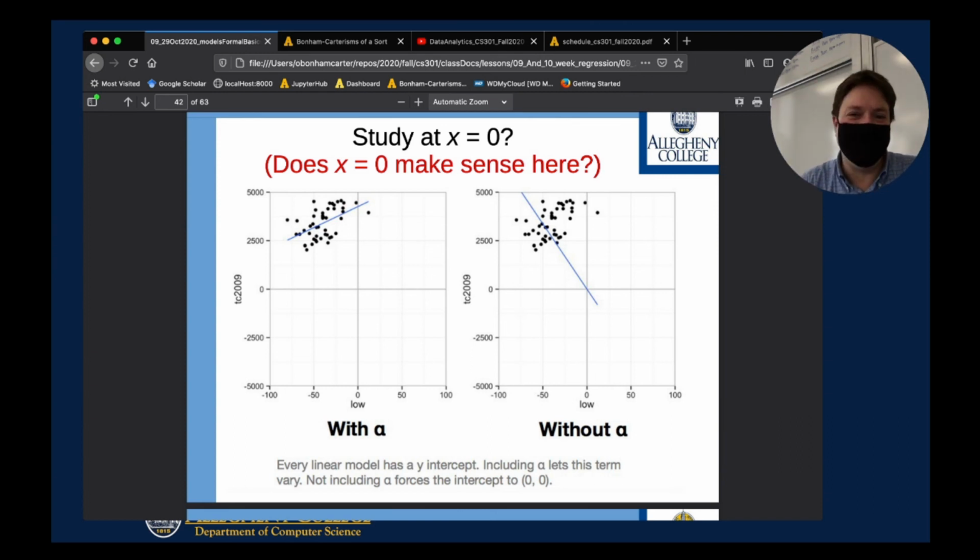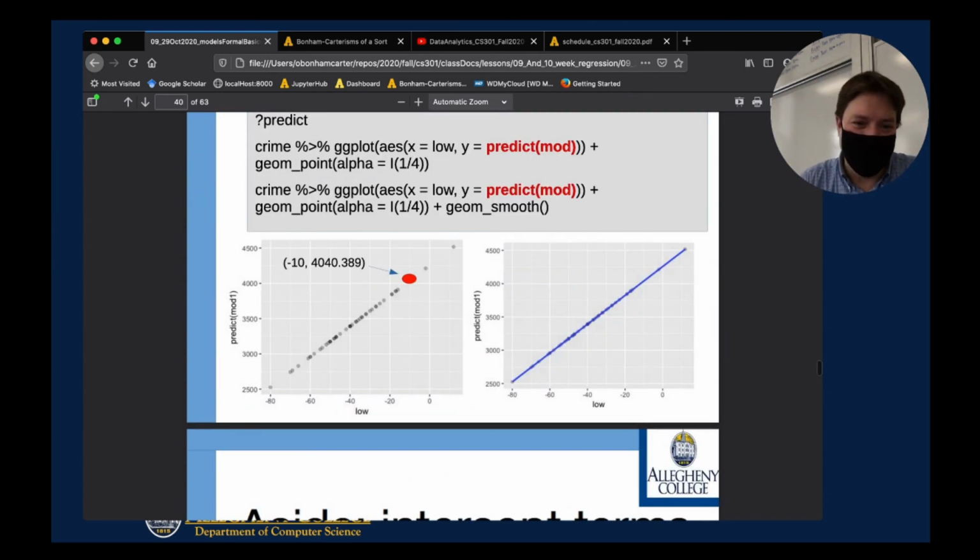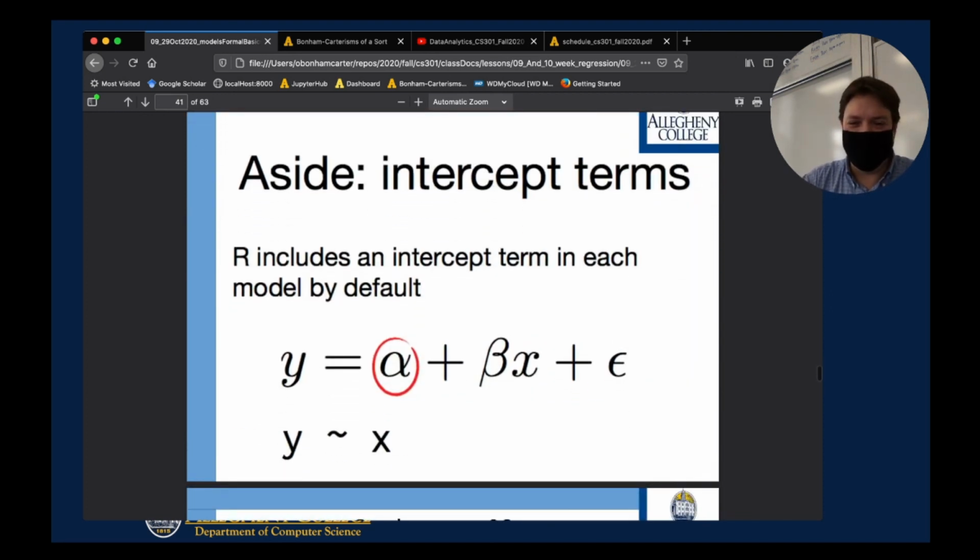When I'm creating my line equation, can I expect that my line is going to go through x equals 0 and y equals 0? Can I expect that to happen? In other words, am I plotting with this intercept or not?